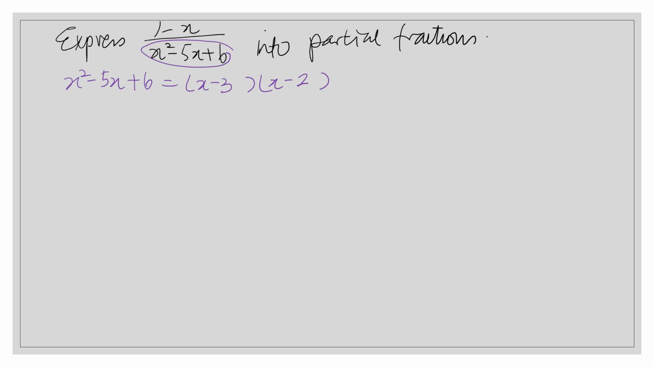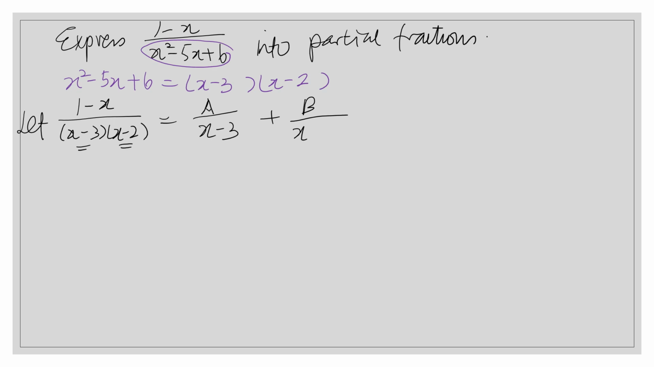So if you're going to rewrite the fraction given, it will turn out to be 1 minus x over x minus 3 times x minus 2. Alright, so your denominator comprises two linear factors. So if that is the case, how do we express it as partial fractions? We're going to let it equal a over the first linear factor, which is x minus 3, plus b over the second linear factor, that's x minus 2.